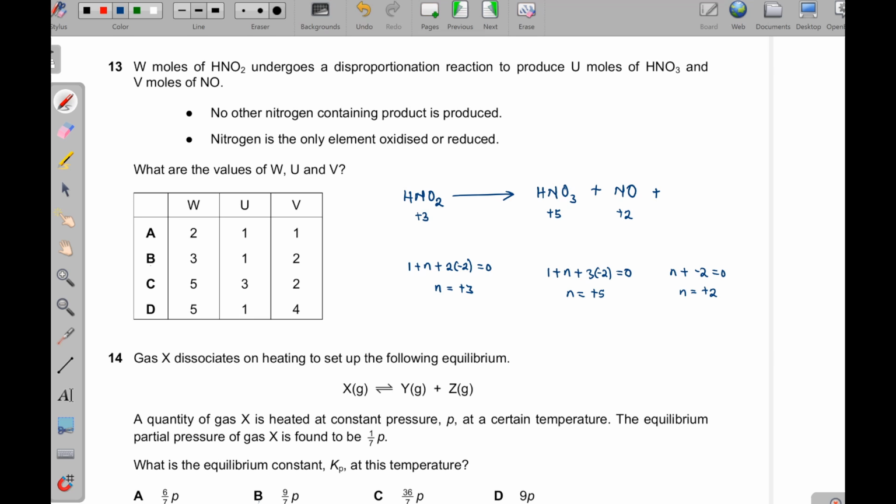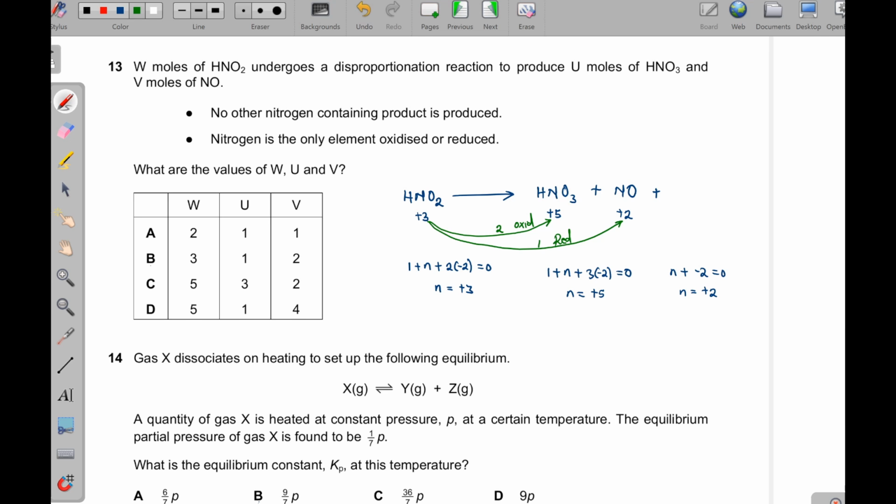Now, when you look at these, we can see from this +3 to this +5, the oxidation number change is +2. This is what we call oxidation because there is an increase in oxidation number. And then from here to this one here, it is reduction because it is from a bigger oxidation number to a smaller one. So that is reduction, and it reduces by 1. So if it reduces by 1, I'm going to remove these signs. The change is 1 here, and then here it is 2.